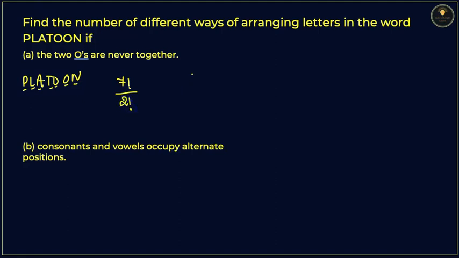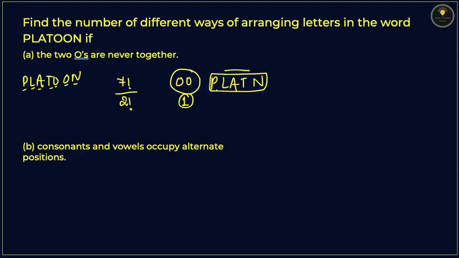Now, if two O's are never together, I will take the case in which two O's are together. I will make them a group as one, and the rest of the word is PLATN.